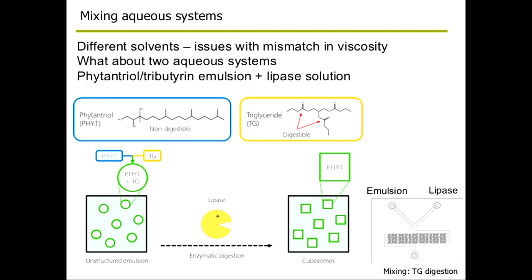So a couple of years ago we came up with this idea: maybe we can have an easy to form emulsion where we have a triglyceride in with a lipid that doesn't get digested. This lipid here, phytantriol, makes cubic phase particles, in the same way that phospholipids make liposomes. If you do the same sort of processing with these particles, then you'll get cubosome particles.